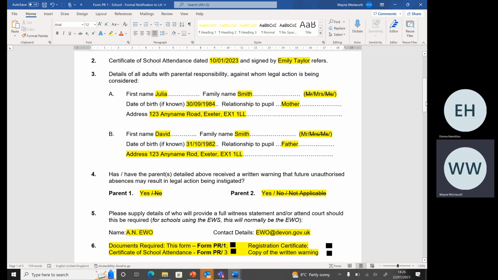Date of birth, if you have it, is not vital, but I know sometimes parents do provide it on some school forms. If you've got the date of birth of the parents, that would be good. Relationship: mother, father, stepfather, stepmother, put that in there, and their address.